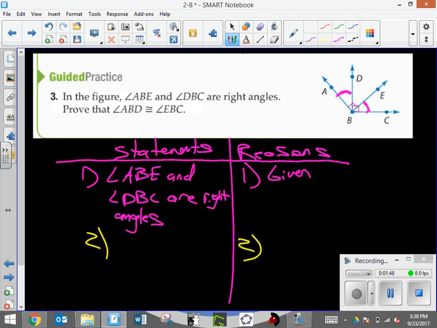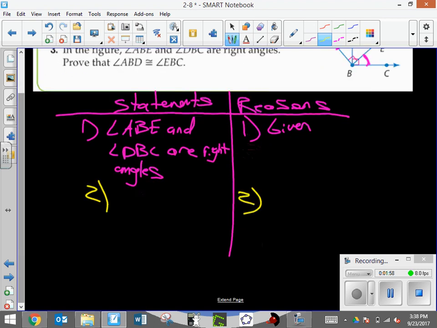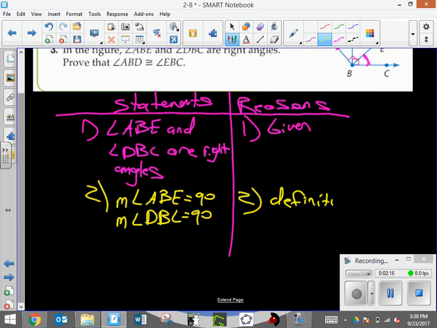So this one being congruent to this one. Okay, let's actually use our given. We know that all right angles equal 90 degrees. So let's state that in number 2. Let's say that the measure of angle ABE equals 90, and the measure of angle DBC equals 90. We know that because I gave it to you as a definition of a right angle. So let's state that as our reason.